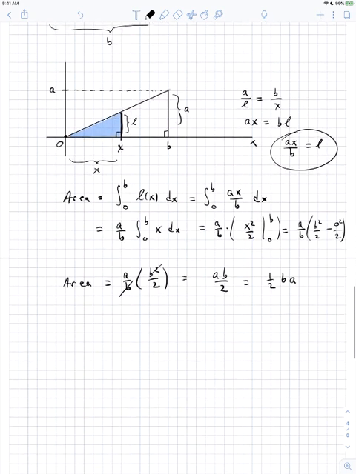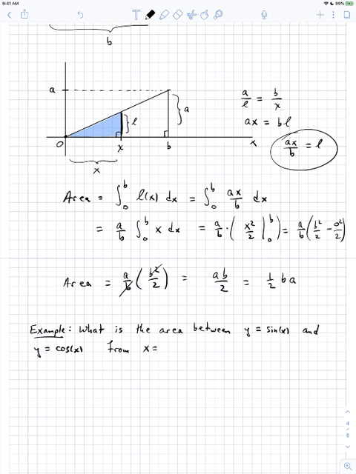Let's look at an example where we don't know the answer to start with. So example, what is the area between the two curves y equals sine of x and y equals cosine of x from, let's say, x equals 0 to x equals pi?